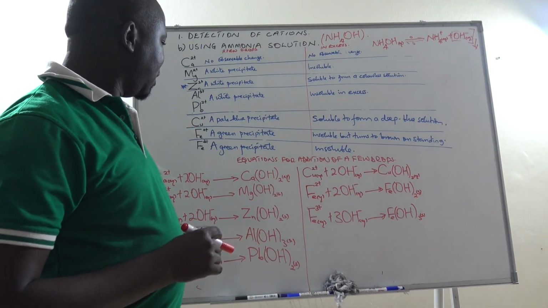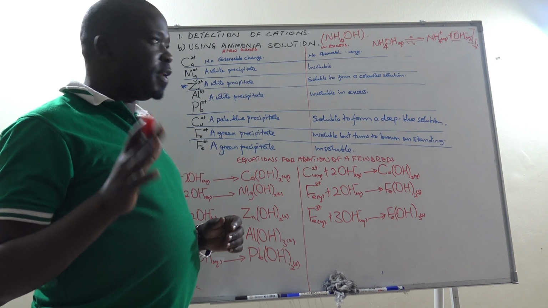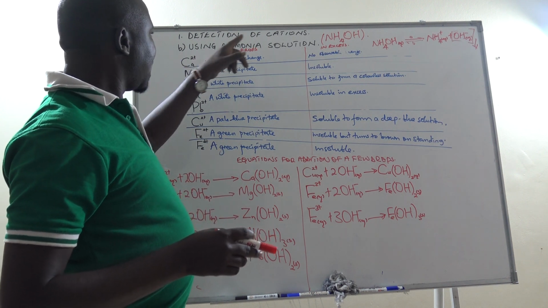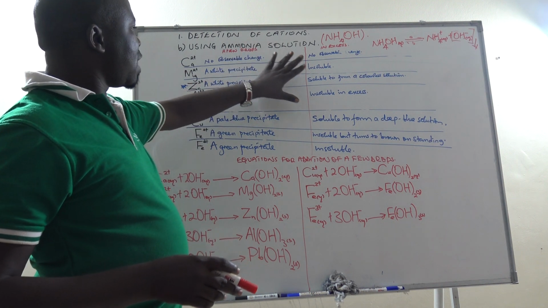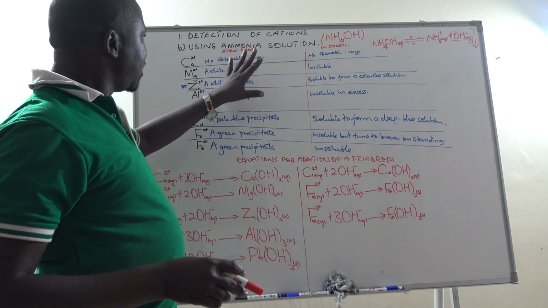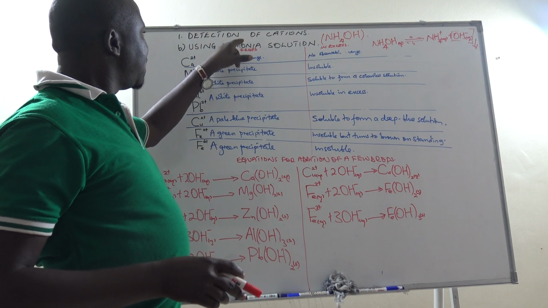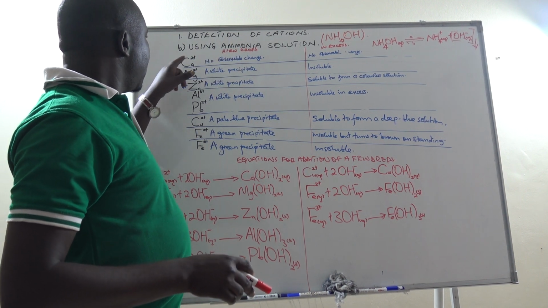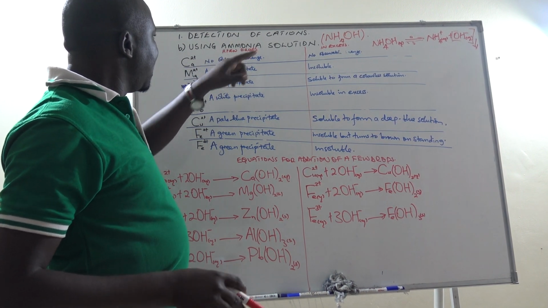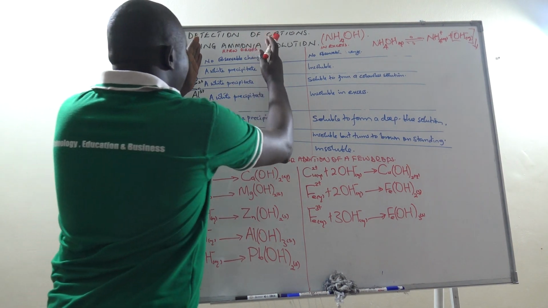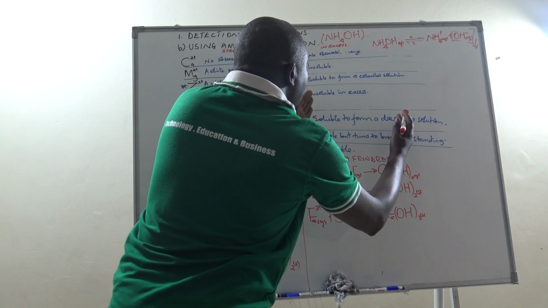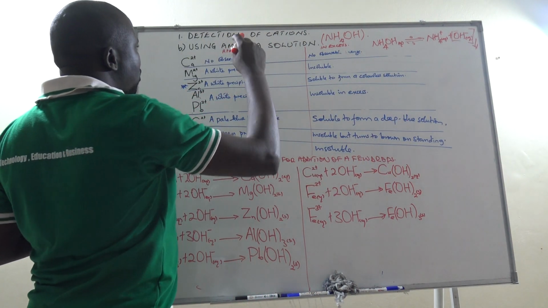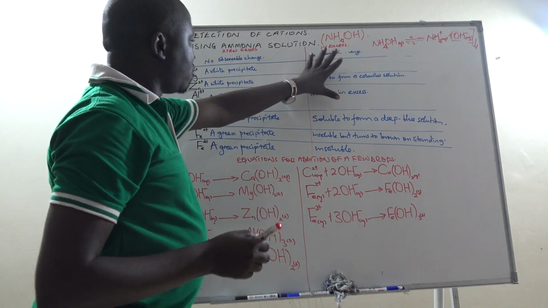Tech Talks education. Let us continue with the detection of cations using ammonia solution. So we have had a summary of the observations when a few drops of the reagent ammonia solution is added, drop-wise until in excess. So here we have the observations when we have added a few drops, and then in excess of the ammonia solution or that of the reagent. This is what we observe.